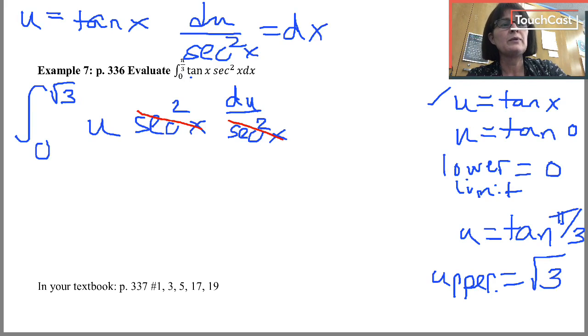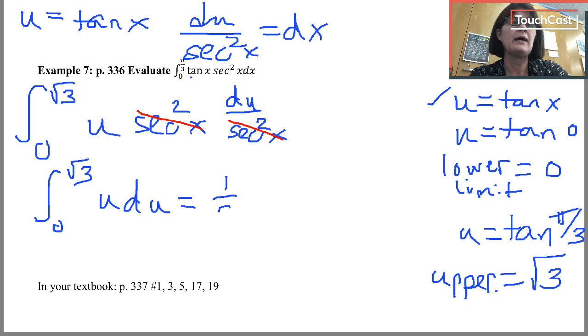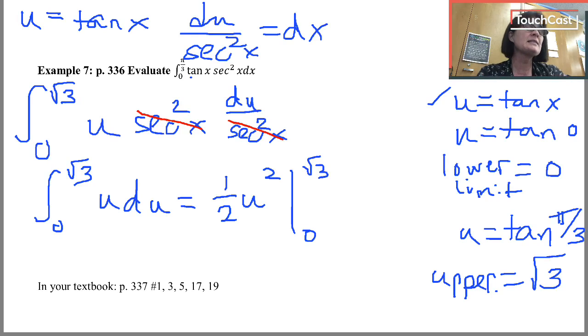That's fine. But now I have a new integral. It has only u's. It has u limits. And this is u du. Well, the antiderivative of u is 1/2 u squared. And I'm going to evaluate that from 0 to radical 3. In this case, I'm not going to bother changing back to x limits or changing back to the letter x, because I have an expression that I'm going to be able to evaluate and get one final answer.